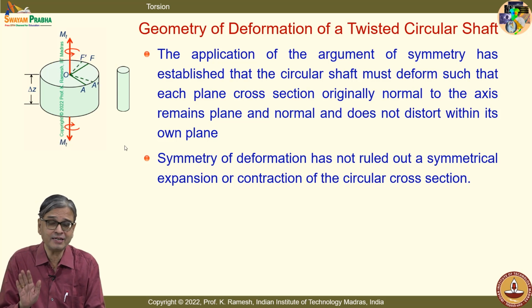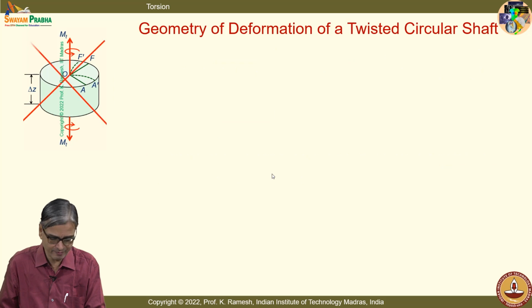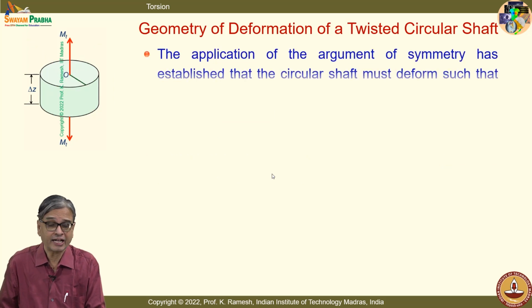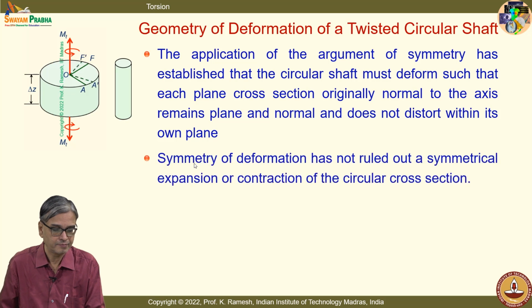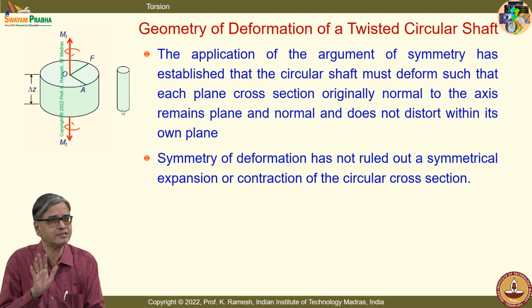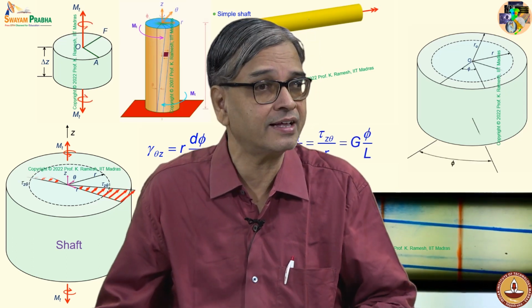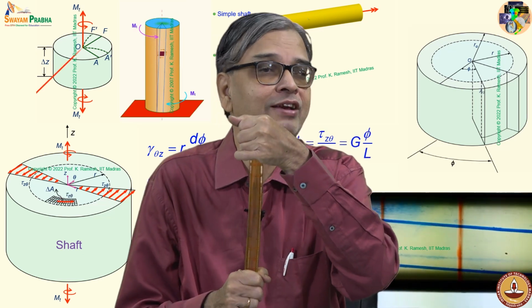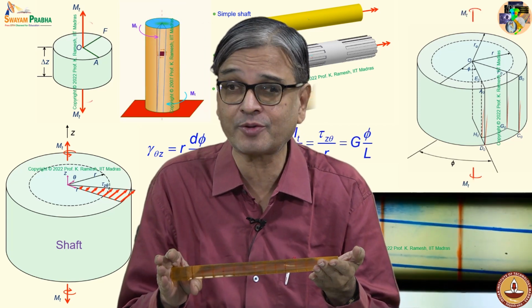I will show you an experiment and then convince you. Before that, when I look at only symmetry, the symmetry of deformation can also say it can have expansion and contraction. Yes, you can have an expansion or contraction. Symmetry is still maintained. But when you are handling an isotropic material, as we have been discussing, when I pull it axially, it will have only axial deformation. When I shear it, it will have only shear deformation. That is the beauty of isotropic material.